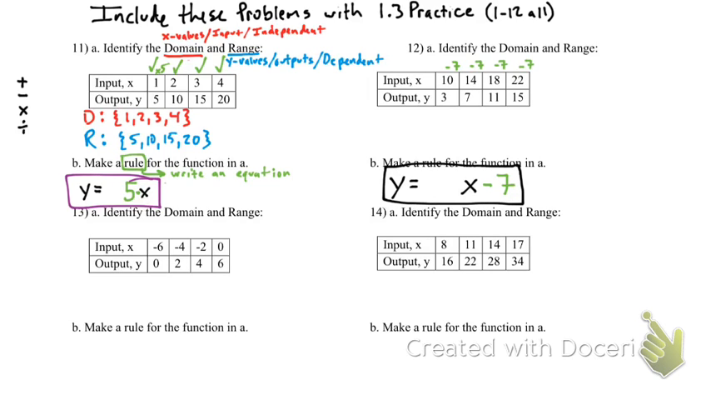Okay, hopefully this is pretty simple. It just takes some math. What rule do I need for the x in order to get the y? x minus 7.